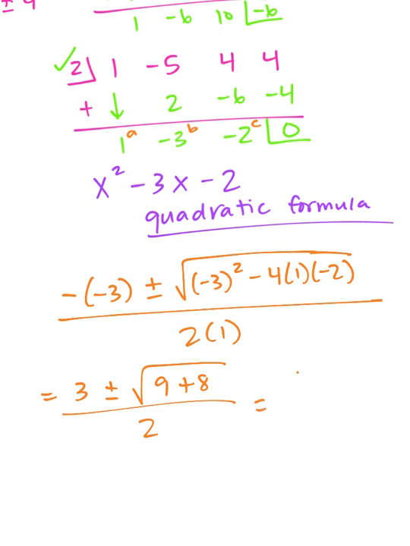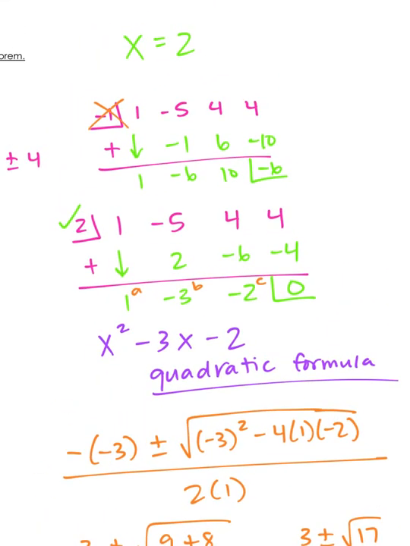And lastly, I'm just going to clean up my radical. That becomes radical 17. So 3 plus or minus the square root of 17 all over 2 becomes my second solution. So I'm going to write that back at the top. 3 plus or minus the square root of 17 all over 2.